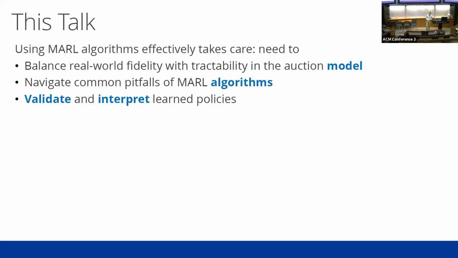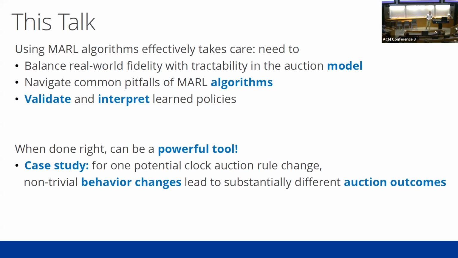And so in this talk, I'm going to tell you that these sorts of algorithms are not a silver bullet, and using them effectively takes a lot of care. And you still do need to model the auction carefully. You need to navigate some pitfalls of common algorithms, and you need to be careful about how you validate and interpret the policies that you've trained. But when it's done right, this can be a powerful tool that really nicely complements the sort of pen and paper analysis that we can do. I'll show you a case study that for one potential rule change to a common type of auction in practice, the bidders make really non-trivial behavior changes, which leads to substantially different revenue and welfare.